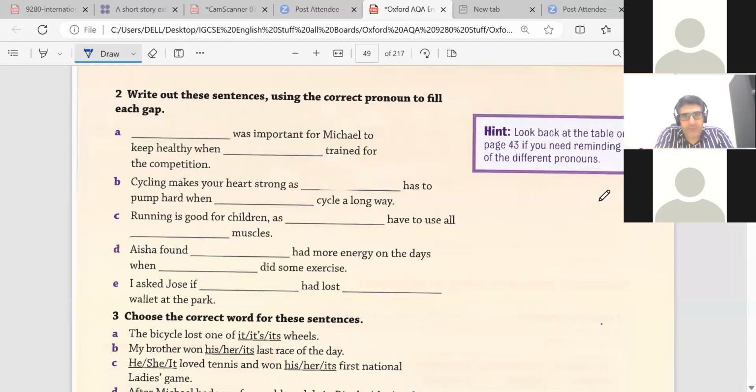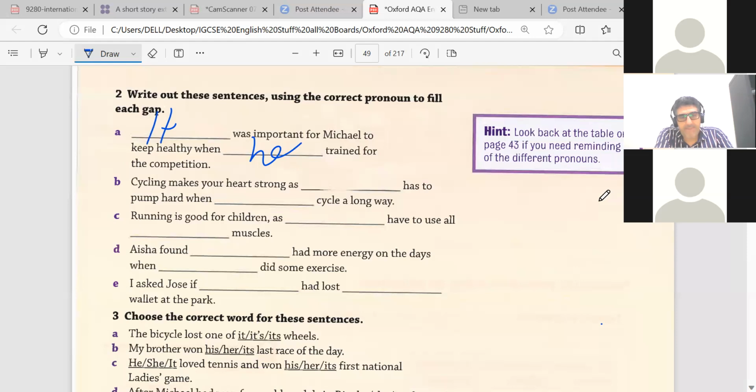It was important for Michael to keep healthy when he trained for the competition. Perfect, Khalid. So it must start with a capital I, as you know. So it was, when he, yes. Akram, do you agree with Khalid? Yeah. Can you complete these, please?